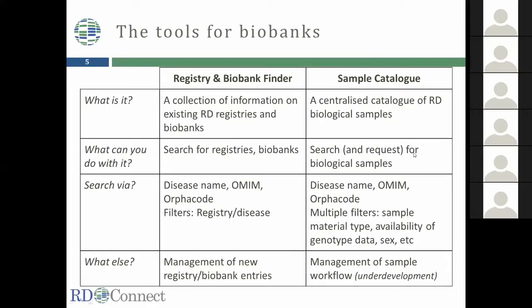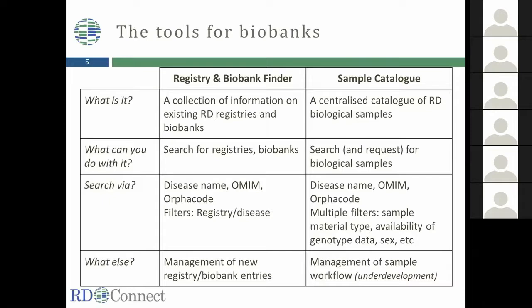There's a difference between the registries and biobank finder, and the sample catalogue. The finder, as I said, is more like a directory. It's a collection of information on the biobank and the registry itself, such as the address, the contact person, what kind of SOPs it follows, and so on. You can look for a registry or biobank via disease name. The sample catalogue instead is really on the samples of the biobank.